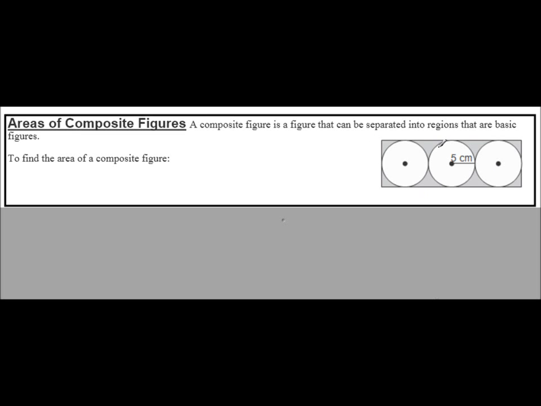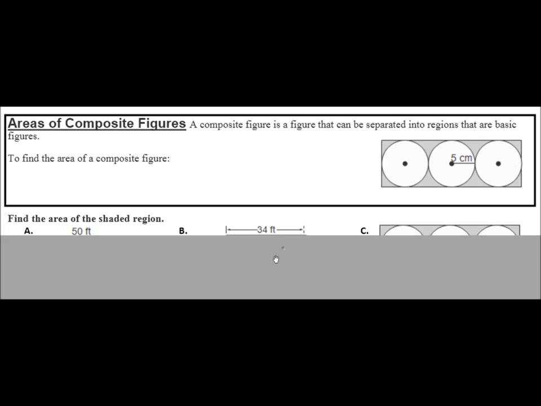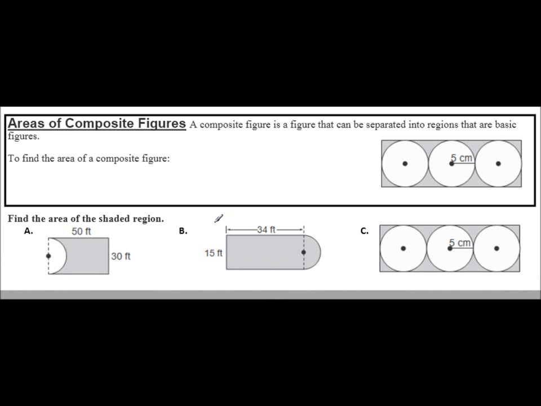So basically, if you have a figure like this, you would figure out the entire area of the rectangle. And then you would take away the area of each circle. Sometimes you're going to have composite figures like this where you're not taking anything away, you're just finding the sum of all the figures. So in this example, example B, you would find the area of the rectangle and then you would add it to half of a circle.